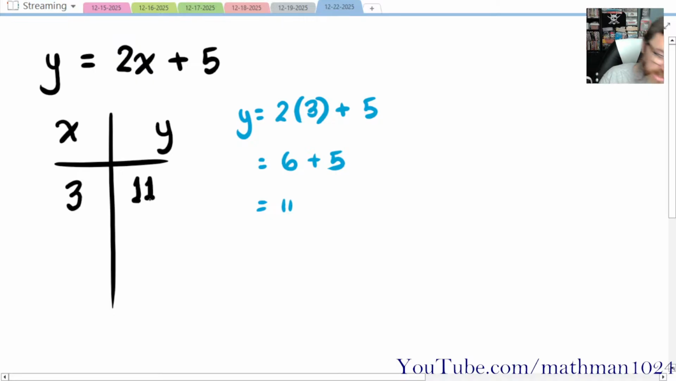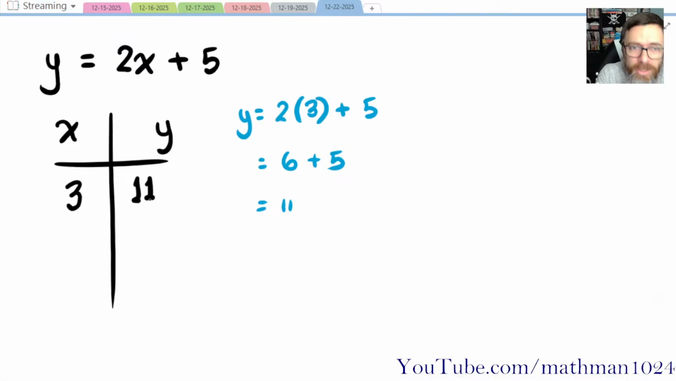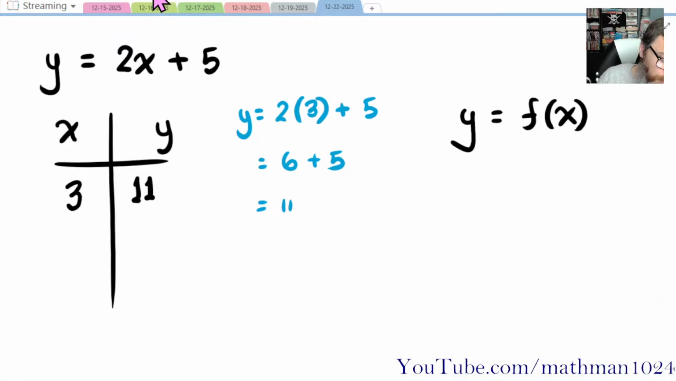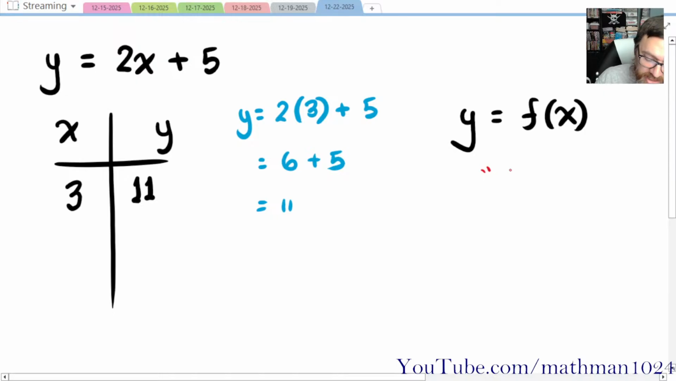And so you finish off this ordered pair, and you say this is the ordered pair (3, 11). Now, when we have y by itself like this, we can start to exchange y for our function notation, which we use f of x. So make sure that you are reading this correctly. Don't say fx. This is read as f of x.